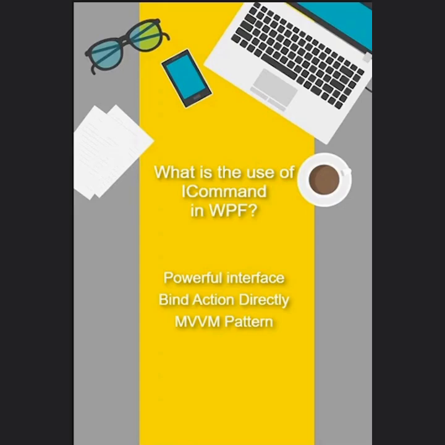What is the use of ICommand in WPF? In WPF, ICommand is a powerful interface used to handle user actions like button clicks without writing code behind. ICommand allows you to bind actions directly to the view models, keeping your code clean and following the MVVM pattern. This makes your app easier to test and maintain. Want clean code? Stick to ICommand for your events.